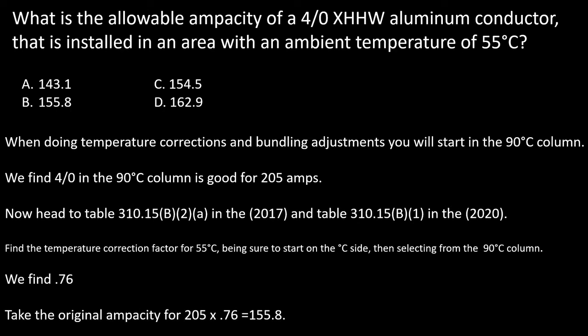Now we take the original ampacity, multiply it by 0.76, and that's going to give us a new allowable ampacity of 155.8. And we select B.